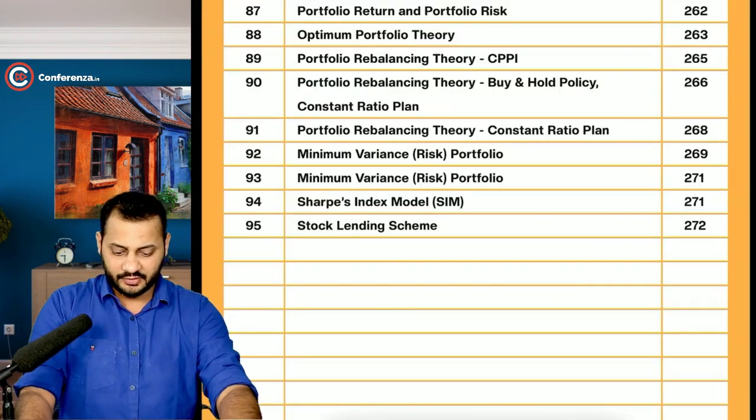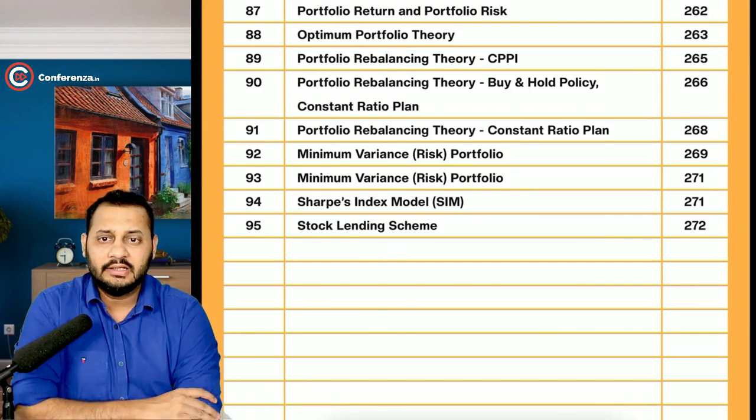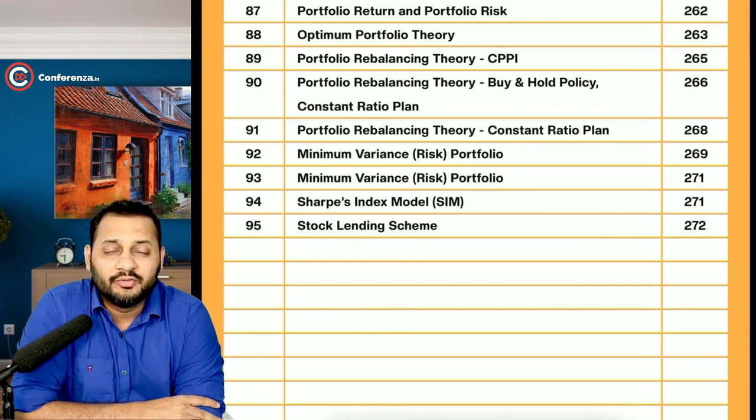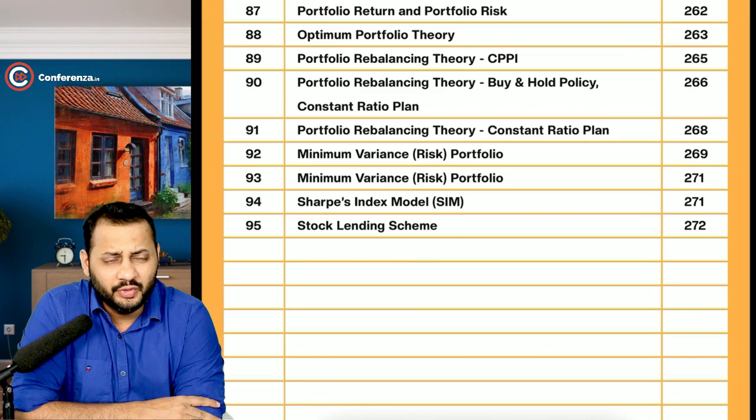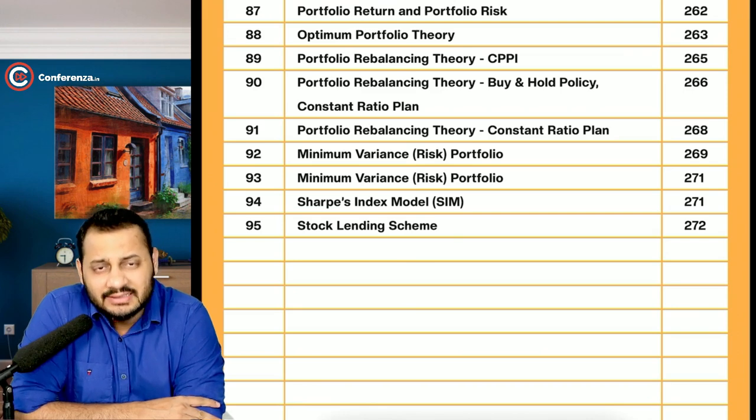So hi guys, welcome back after the break, and now let's talk about the next concept, which is portfolio rebalancing theory. Do you know what is the meaning of rebalancing?